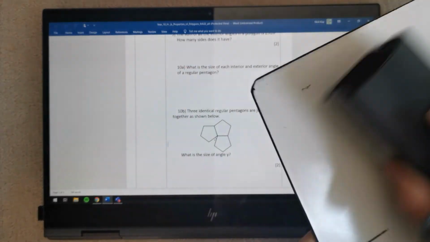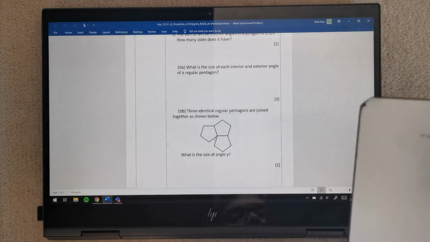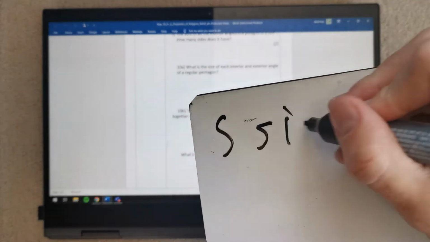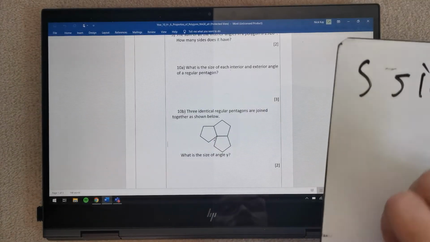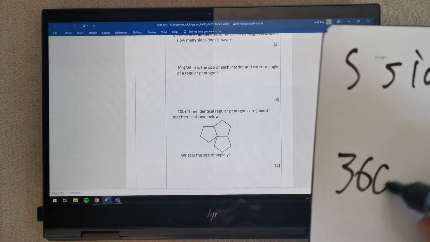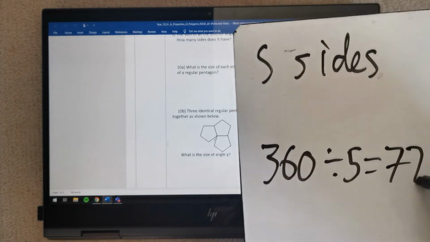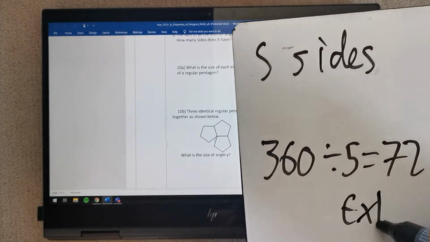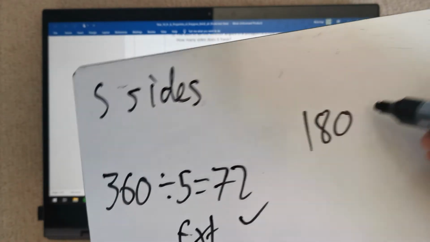Right, so for a pentagon, remember 5 sides. We're going to be doing the exterior angle first. 360 degrees for all exterior angles altogether. Divide that by 5, we get 72 degrees for the exterior angle. There's 1 mark.